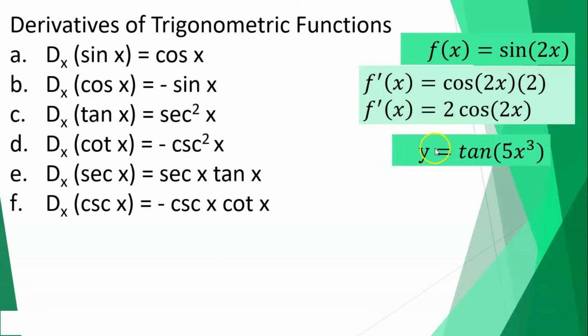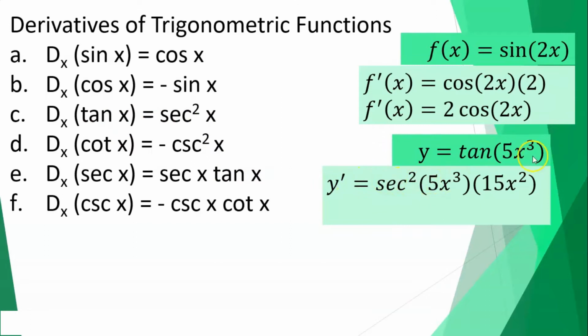Another example. Y is equal to tangent 5x cubed. Take note, the derivative of tangent is secant squared. So secant squared, copy the angle and get the derivative of that angle. So derivative of 5x cubed, multiply, so that would be 15. Then minus 1, that would be x squared. So take note, the rule in derivative is multiply and minus 1. So with this, our final answer would be 15x squared secant squared 5x cubed.